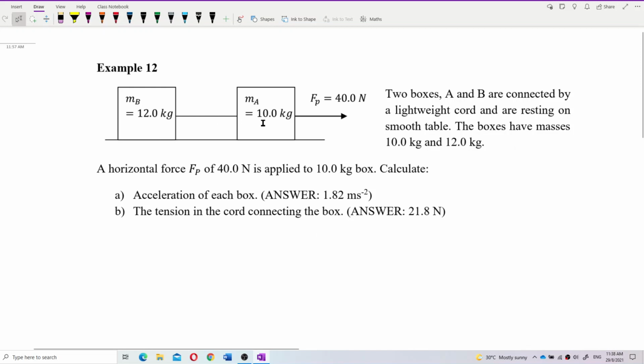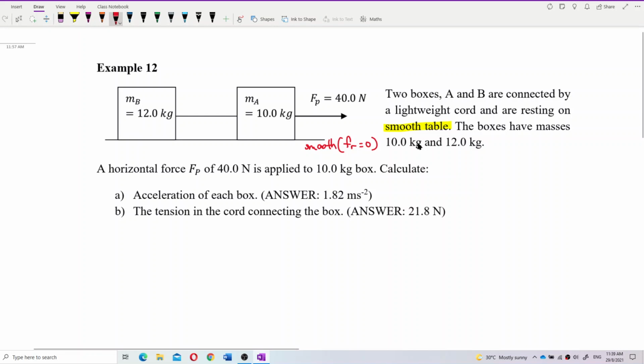So let us look one by one. First of all, it says that they are resting on a smooth table. Smooth table means this is a smooth surface. If smooth surface, no friction, or we can say the friction is equal to 0. No friction. And then they have mass.